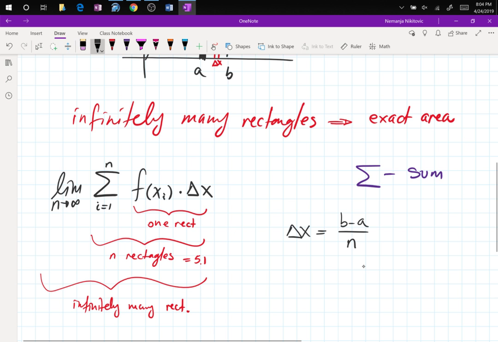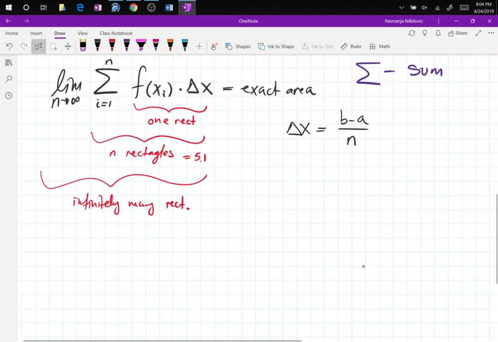So, you are technically adding infinitely many, infinitely thin rectangles, which is why I said under each point you have a rectangle that kind of fits, and then infinitely many of them. They canvas the entire area, and this is what it's called exact area.